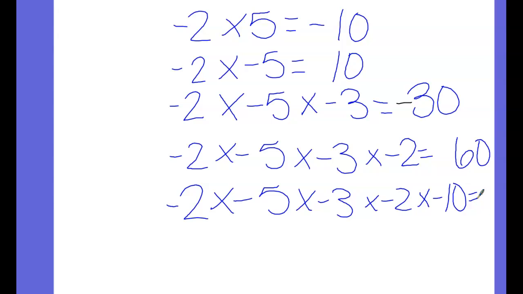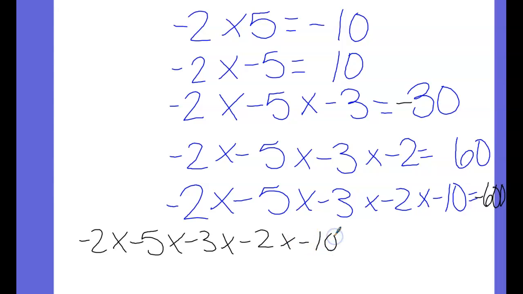You can tell me the answer. Sam? Negative 600. Negative 600, do we agree? Yes. Okay. Anybody think they can have come up with a rule yet? Some of us still aren't, so we'll keep going. Negative 2 times negative 5 times negative 3 times negative 2 times negative 10 times negative 1.